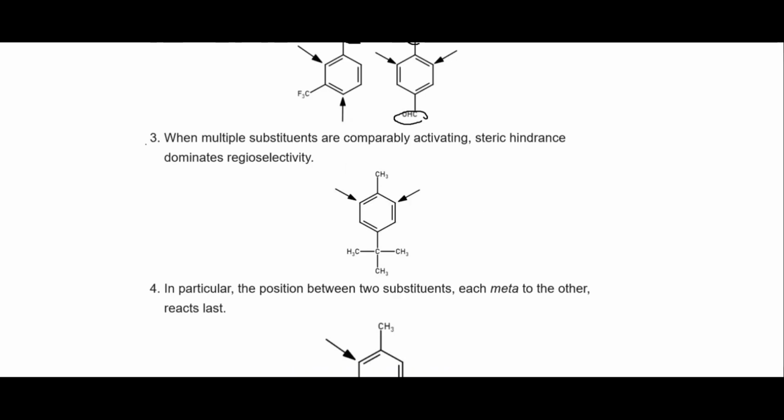Number 3 here, when multiple substituents are comparably activating, steric hindrance dominates regioselectivity. So if we have something like this where it has this tert-butyl group on it and this methyl group, both of those are activating ortho-para directors, but we see this one right here is a lot larger, so it's going to have more steric hindrance, and so we are going to add ortho to the smaller group right here. So that's where that's going to add.